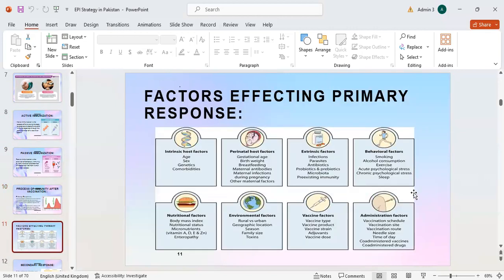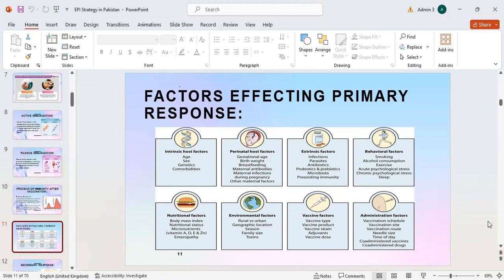Factors affecting primary response. Intrinsic host factors, for example age, sex, genetics, etc. And perinatal host factors: gestational age, birth weight, breastfeeding, etc. Extrinsic factors include infections, parasites, antibiotics, and behavioral factors include smoking, alcohol consumption, exercise, etc. Nutritional factors include body mass index, nutritional status, micronutrients, vitamin A, D, E, and zinc.